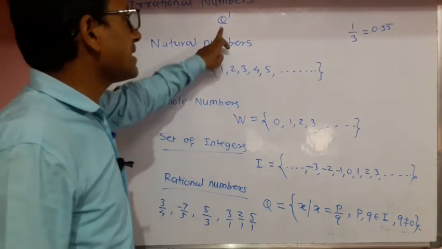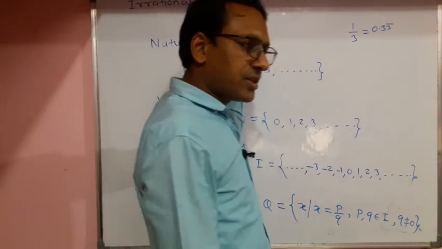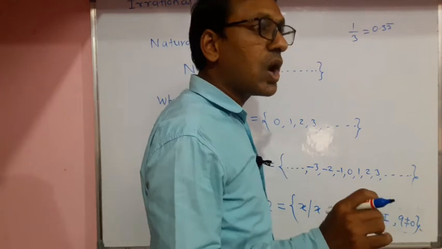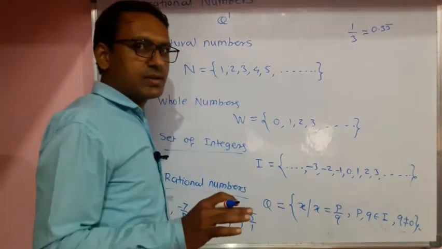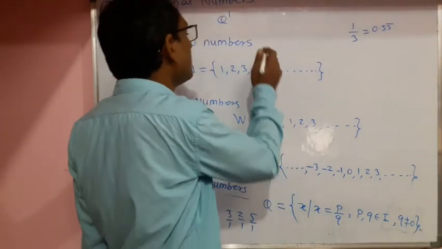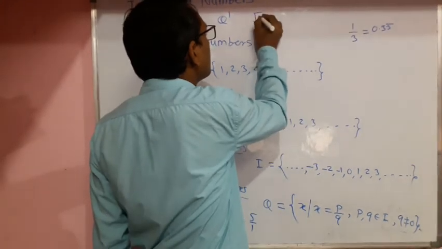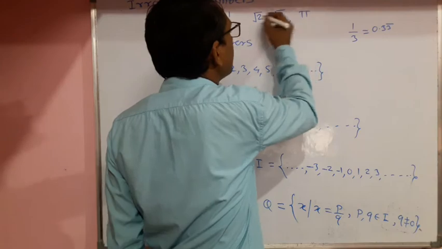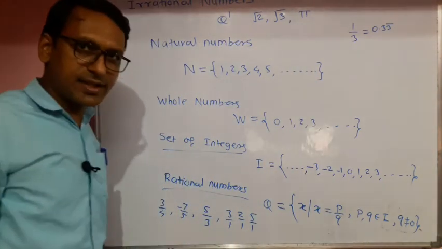Now irrational numbers mean such numbers whose decimal representation is in a non-recurring form. The elements root 2, root 3 and pi, all these are examples of irrational numbers.